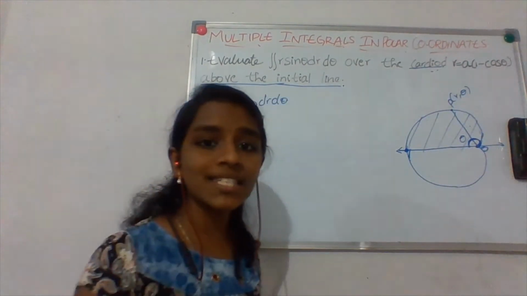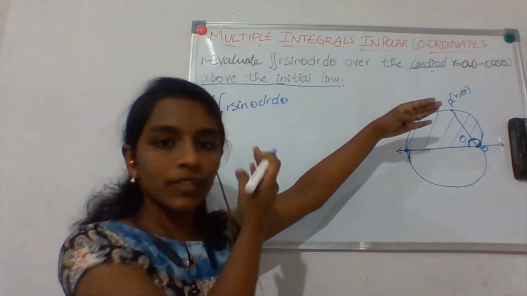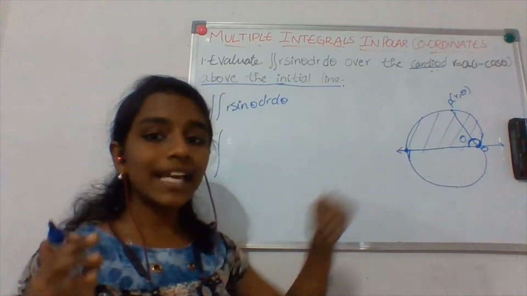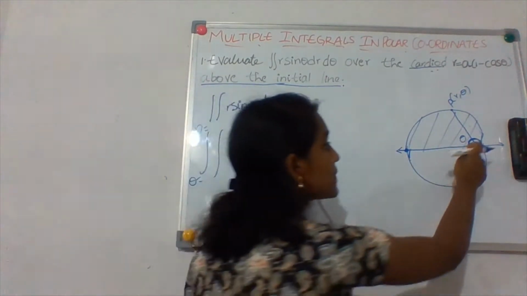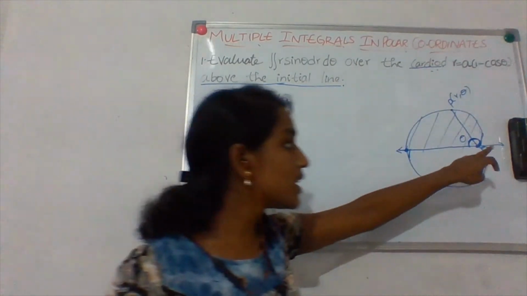If he asks you to find the double integral of the given function in both these areas, then what would be the limits? From 0 to 2 pi. Complete round, right? So 0 to 2 pi.